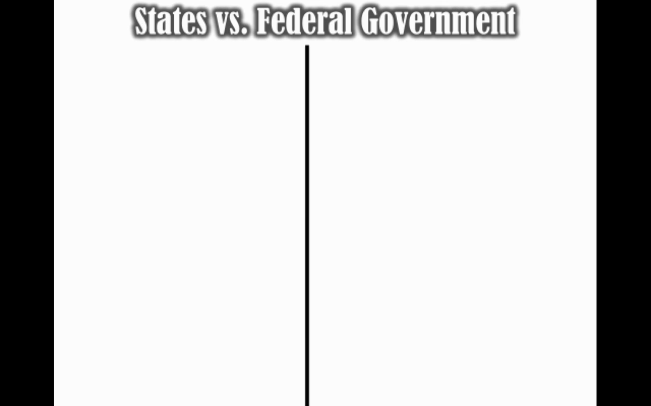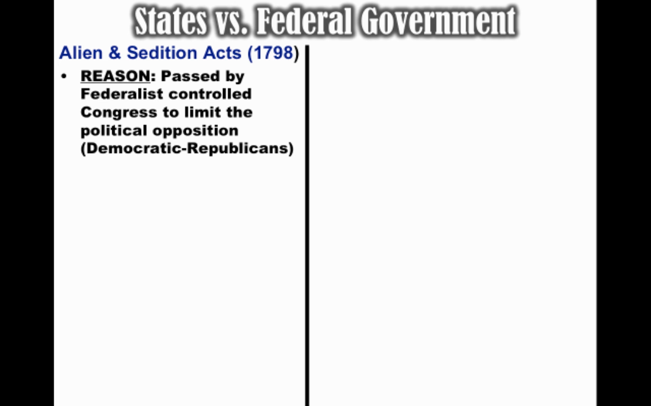And lastly, a really important thing you should understand that happens during the Adams administration is a major showdown between the state governments and the federal government. Under the John Adams administration, Congress passed a series of laws known as the Alien and Sedition Acts of 1798. And the reason they're passed is really political. They're passed by Federalist-controlled Congress to limit the political opposition of the Democratic-Republican Party. So what did they do?